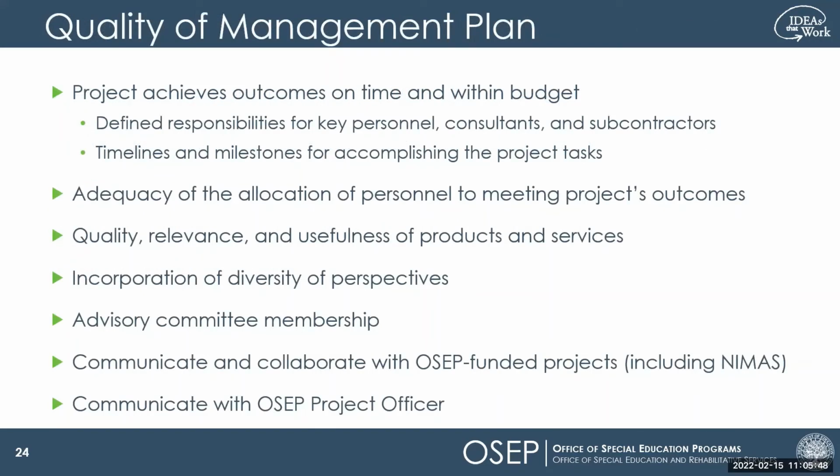In the quality of the management plan section, the narrative should demonstrate how the proposed management plan will ensure that the project's intended outcomes will be achieved on time and within budget. To address this requirement, the applicant must describe clearly defined responsibilities for key project personnel, consultants, and subcontractors as applicable, and timelines and milestones for accomplishing the project tasks. The narrative should demonstrate how key project personnel and any consultants and subcontractors will be allocated and how these allocations are appropriate and adequate to achieve the project's intended outcomes.